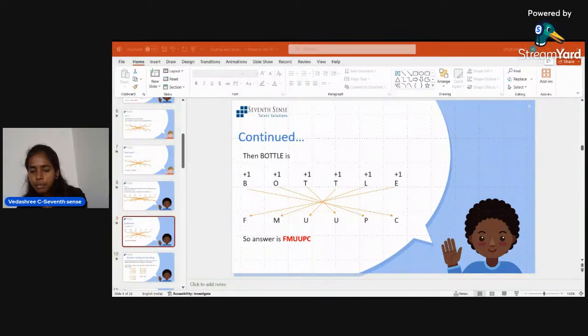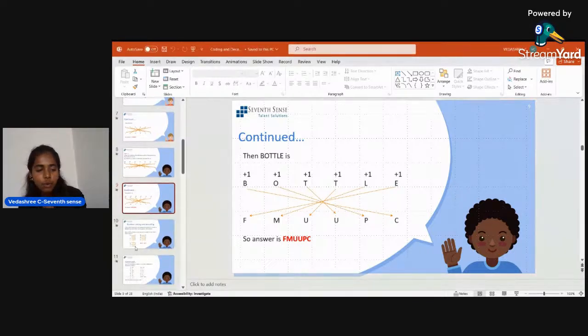FMUUPC is the correct answer. So how? Just changing the positions and adding 1. B to the right, then E to the left. So just changing the positions and adding 1. Understood? So these are the types of problems we'll get in letter coding. So next we'll move on to the next type of coding and decoding.